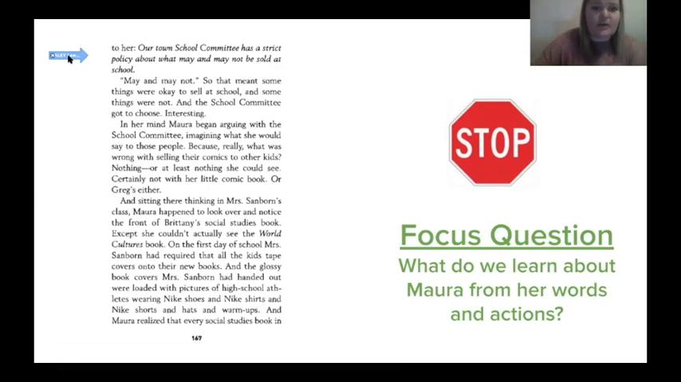Our town school committee has a strict policy about what may and may not be sold at school. May and may not. So that means some things were okay to sell at school and some things were not. And the school committee got to choose? Interesting. In her mind, Mara began arguing with the school committee, imagining what she would say to these people. Because really, what was wrong with selling their comics to other kids? Nothing, or at least nothing she could see, certainly not with her little comic books, or Greg's either.